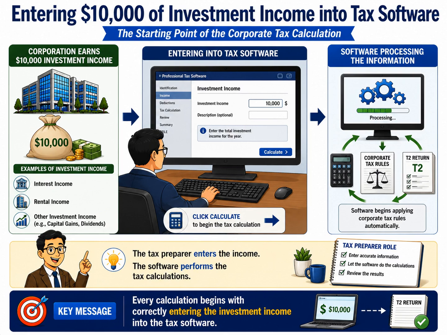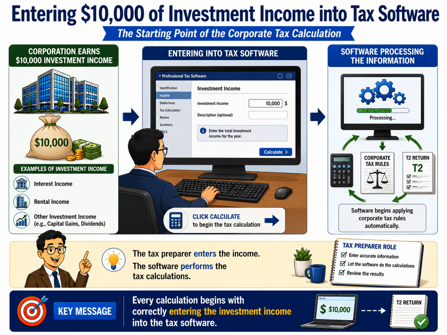Instead, the tax preparer opens the corporate tax software and enters the corporation's financial information. In this example, the investment income field is completed with $10,000. Once the income has been entered correctly, the tax preparer simply instructs the software to begin the calculation. From this point onward, the software performs the complex tax calculations automatically. It applies the corporate tax rules, determines how the investment income should be taxed, calculates the corporation's tax payable, and updates all the necessary tax schedules and accounts.